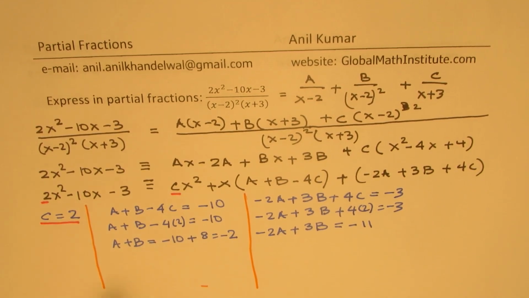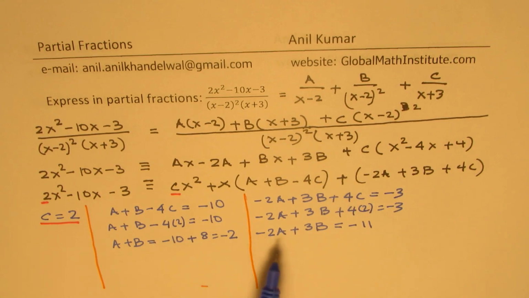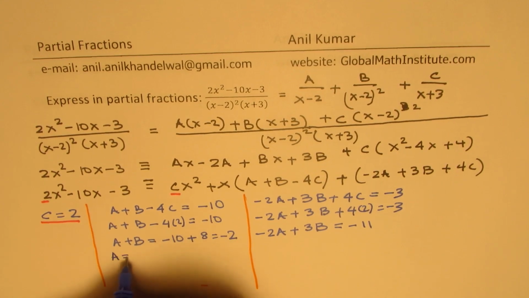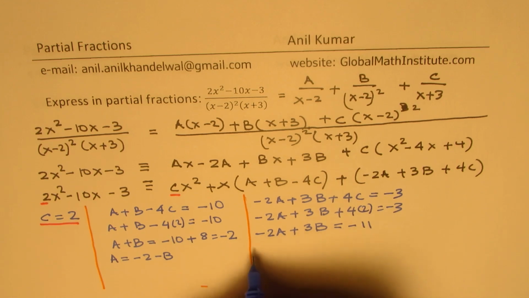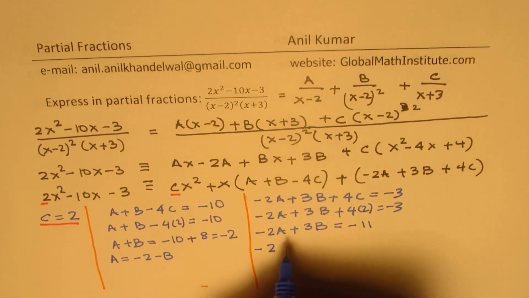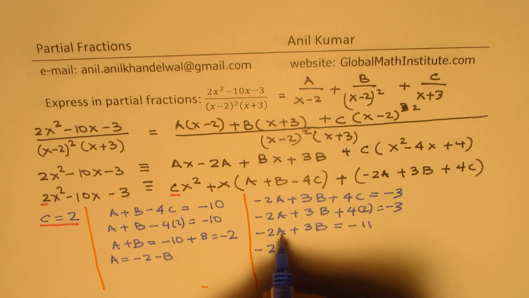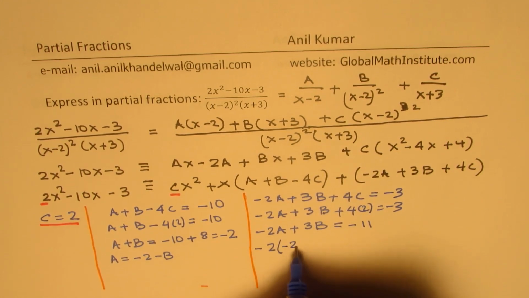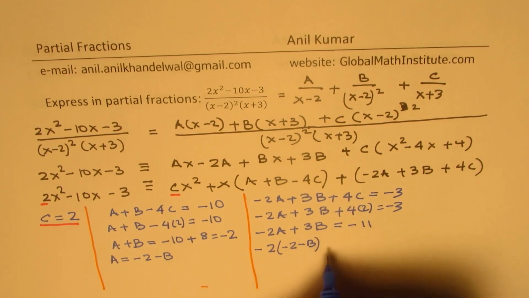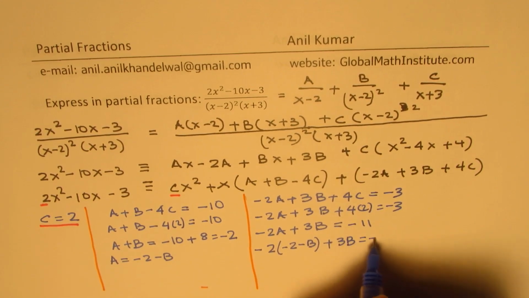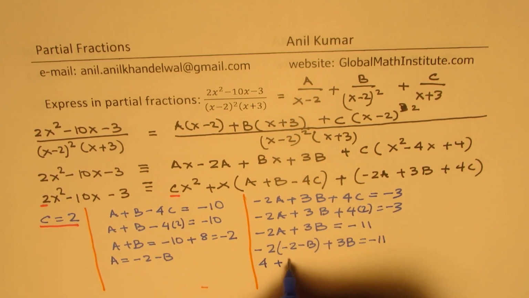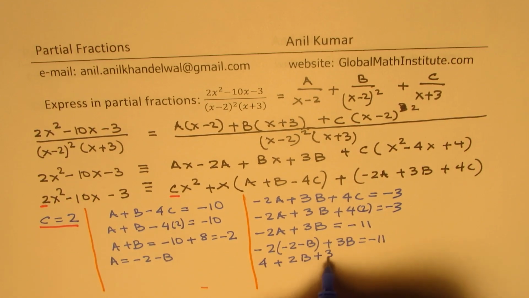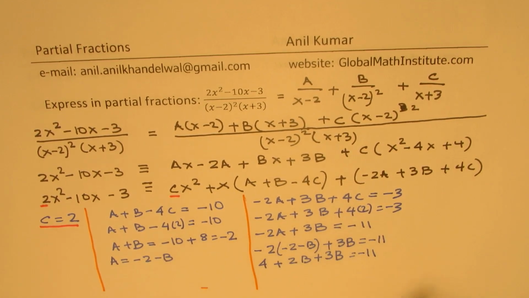Correct? So we have a term which says a plus b is minus 2 and minus 2a plus 3b is minus 11. So we can write from here that a is equal to minus 2 minus b. Substitute in this case, we have to solve somehow, right? So a's value is minus 2 minus b. So we get minus 2 minus b plus 3b equals to minus 11. Opening this bracket, we get 4 plus 2b plus 3b equals to minus 11.